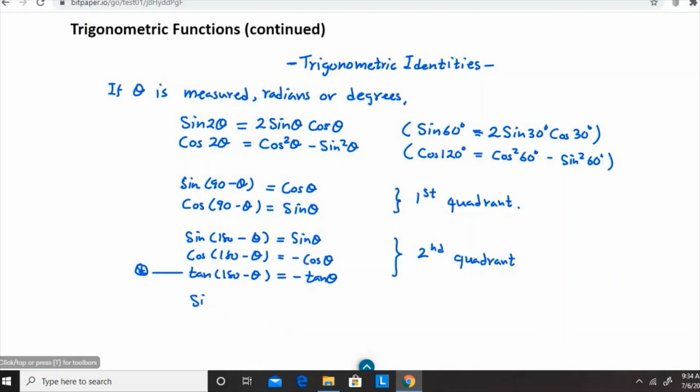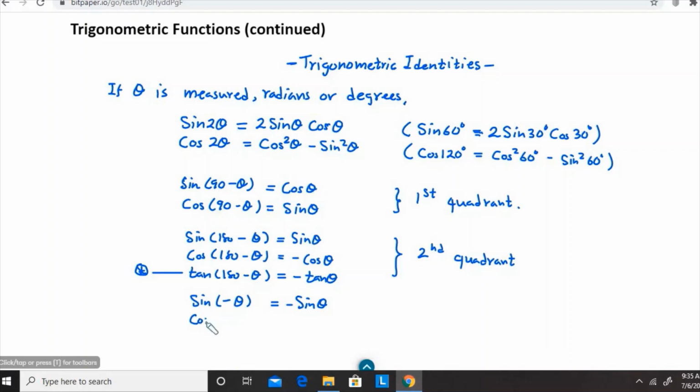So sine minus theta equals minus sine theta. So minus theta here is the angle measured in the clockwise direction. As I told you earlier, when you measure an angle, it could be degrees or radians, it doesn't matter. If you measure the angle counterclockwise, it is positive, but clockwise, that's negative. So this angle is measured clockwise and it goes to the fourth quadrant.